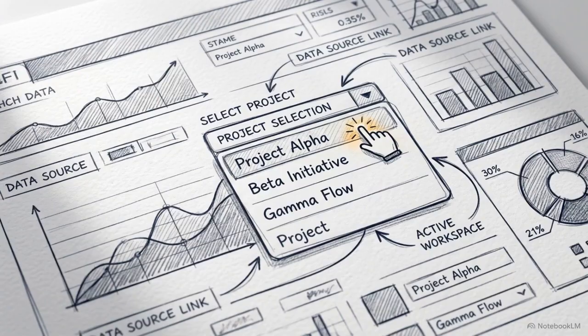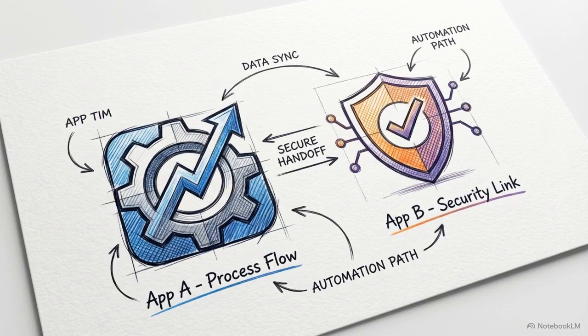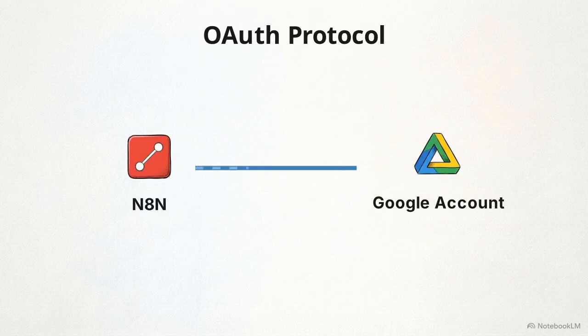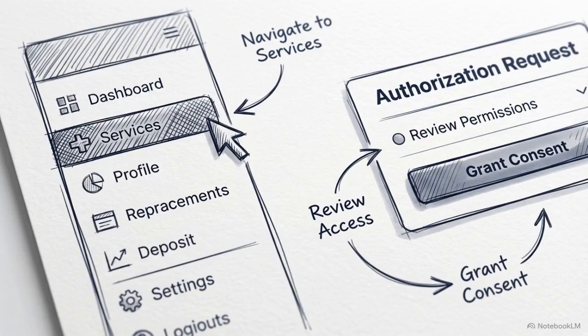Now let's set up the brain of the operation. Head over to the Google Cloud Console, open the Projects dropdown, and click New Project. Name it Appointment App and hit Create. To connect Google to N8N, we need to configure OAuth. OAuth is a digital security protocol that allows N8N to securely access your Google account without ever seeing your actual password. Navigate to APIs and Services on the left menu and select the OAuth consent screen.